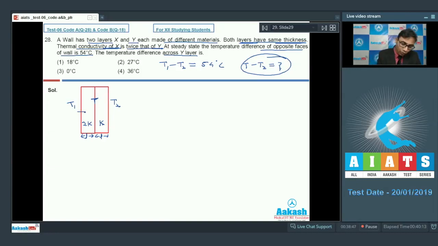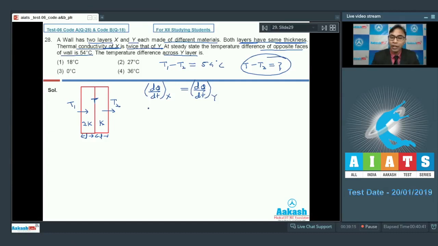So if Q amount of heat enters through this layer, then from this layer also the Q amount of heat will exit. So according to the formula of heat flow through conduction, we can say that the heat flow rate through layer X will be equal to the heat flow rate through layer Y. And what is the formula of heat flow rate?